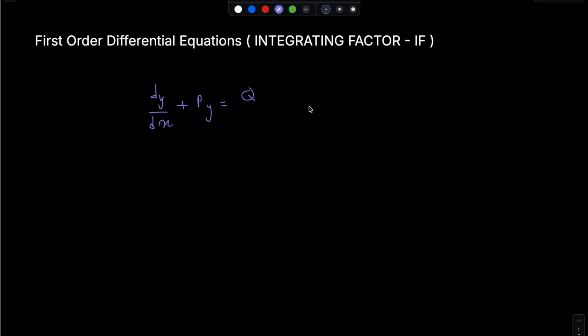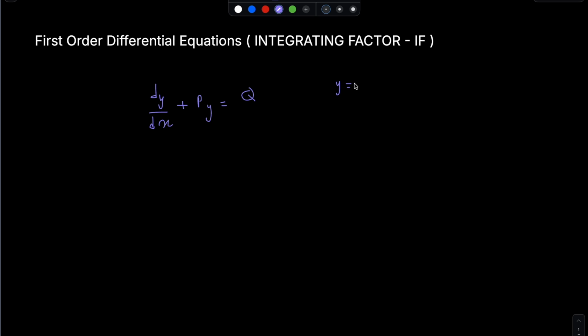Today let's go over solving first order differential equations by using the integrating factor method, or in simple notation IF. This is where you have a differential equation of the form dy/dx + Py = Q, and this must be the form in order to solve using this method.